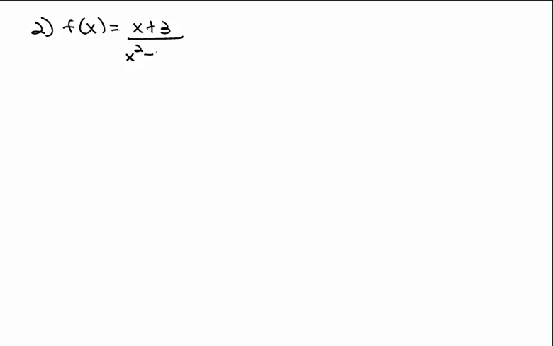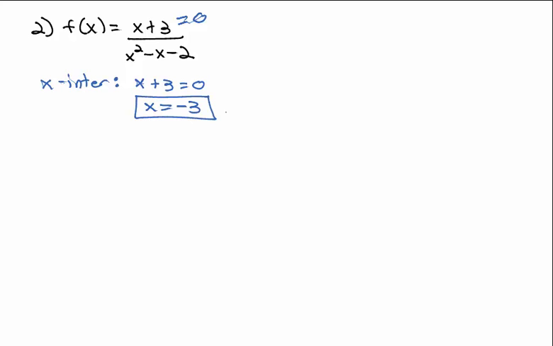Minus 2, minus x minus 2. First, we're going to find the x-intercepts. The way we find an x-intercept is we make the numerator equal to 0. x plus 3 equals 0. Subtract 3 from both sides, and x equals negative 3.